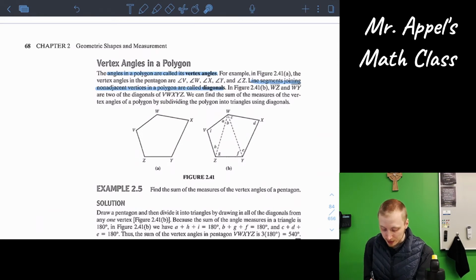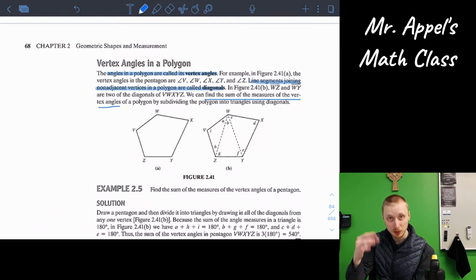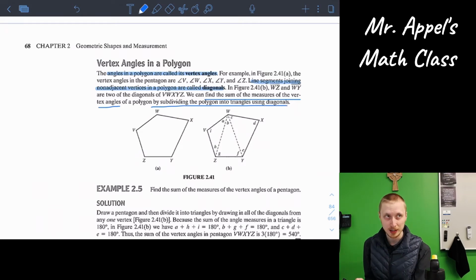We can find the sum of the measures of the vertex angles of a polygon by subdividing the polygon into triangles using diagonals. Wow, there's a lot going on there. We're going to find the sum of the measures of the vertex angles. Okay? Remember, that's what we did with the triangle. We said it was 180. How do we do that? Subdividing the polygon into triangles using diagonals.